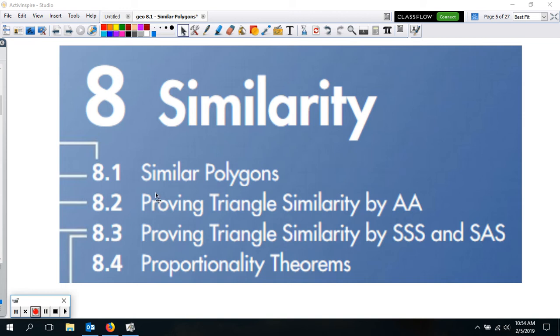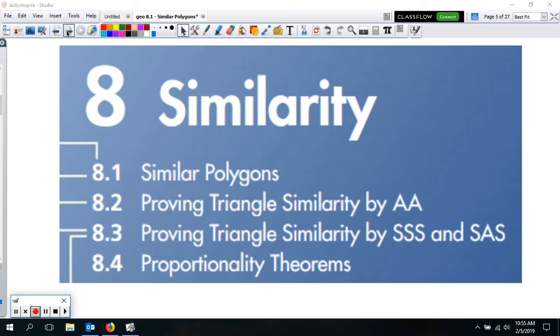We're going to be talking about similar polygons today, and then eventually we'll be going to proving triangle similarity by the AA, that's angle-angle, theorem. There'll be SSS, side, side, side. We saw that kind of before, and an SAS. We saw these kind of before. And then the last one would be proportionality theorems.